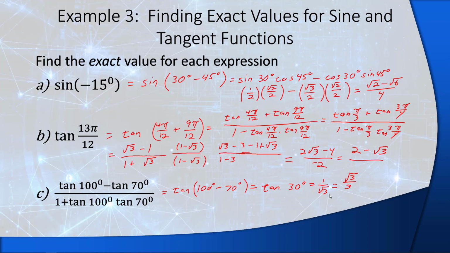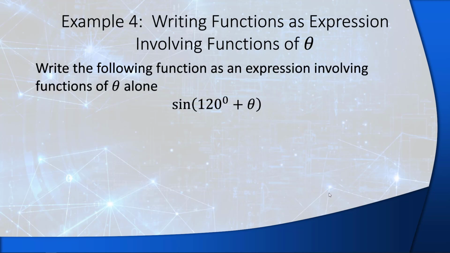Okay, we have 3 more examples to go over, and the next one is this one here. We want to write this expression as a function that has only theta as an argument. Now, if you notice, this is basically the sum of 2 angles, so we can use the sum identity for sine. And if we do, we will have sine of 120 times the cosine of theta, and that will be plus the cosine of 120 times the sine of theta.